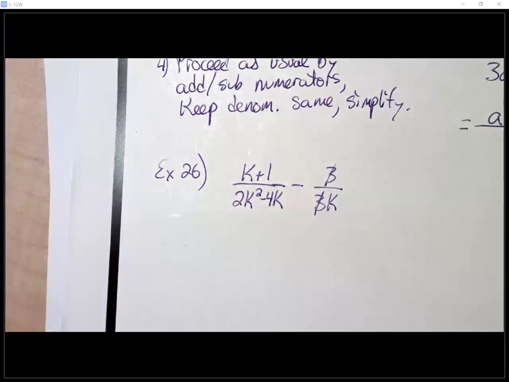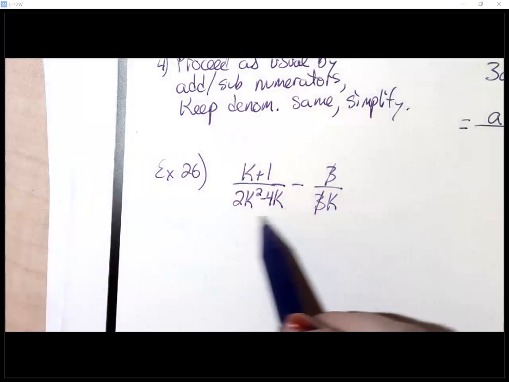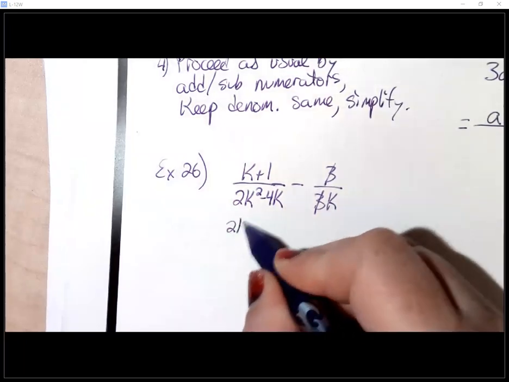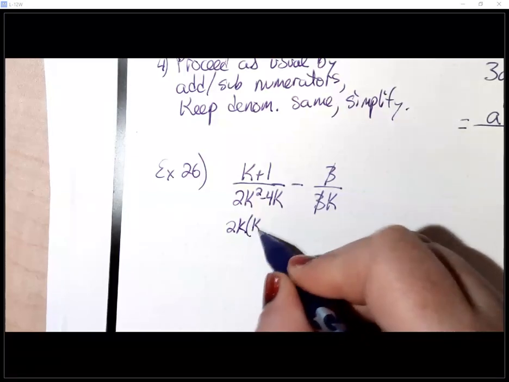Okay. So step one, factor your denominators. This denominator can be factored. Couldn't I take out what, 2k? Why 2k? You get it?